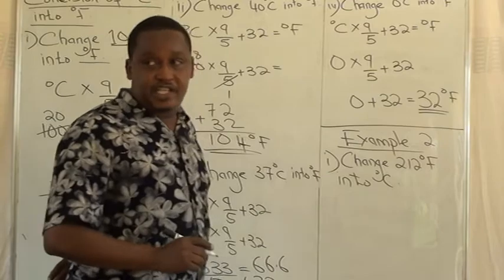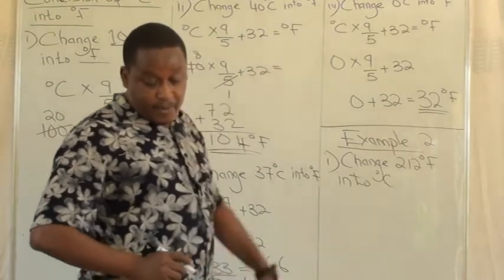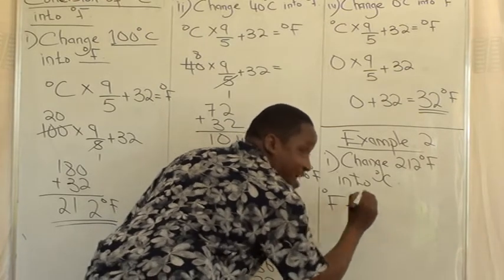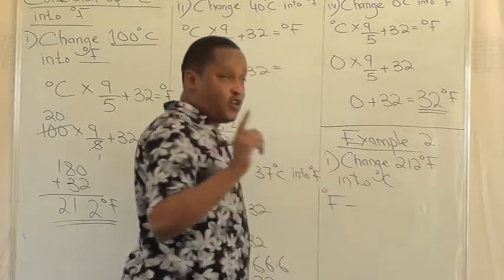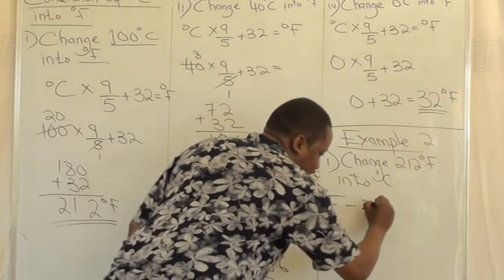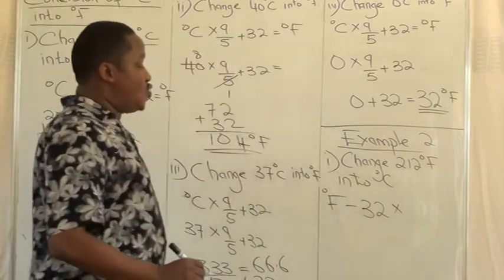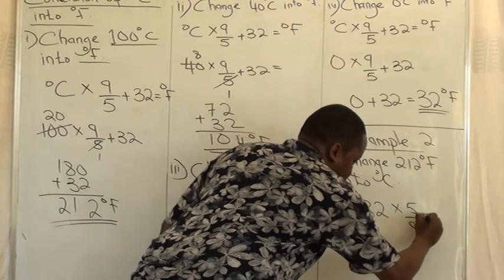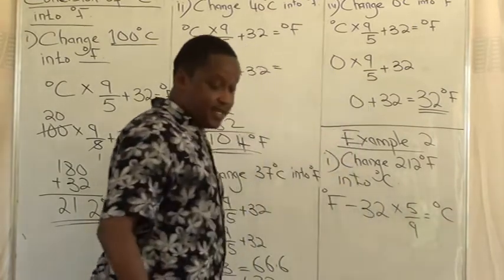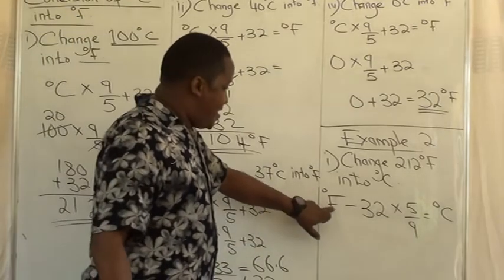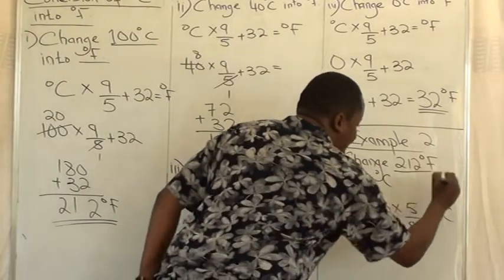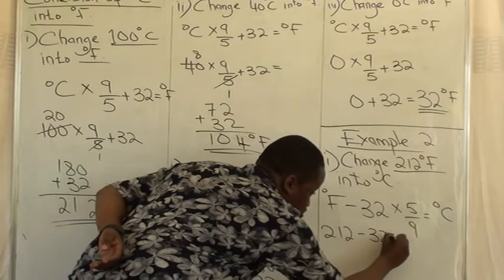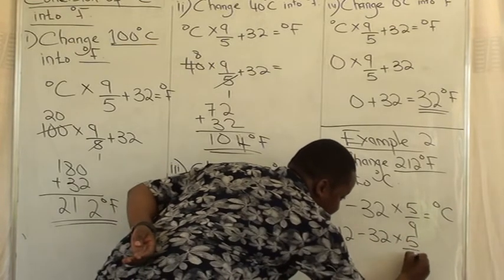So the formula changes now. We're not going to use the same formula. The formula has to change. We start with our F, degrees Fahrenheit. You subtract 32. This time you don't multiply first. You first subtract 32, and then you can now multiply by 5/9. You get your degrees centigrade. Let us try. Our Fahrenheit is 212. We take your 212, you subtract 32, multiply by 5/9.